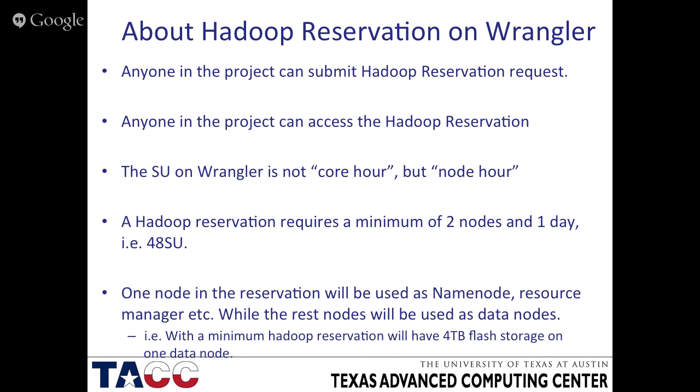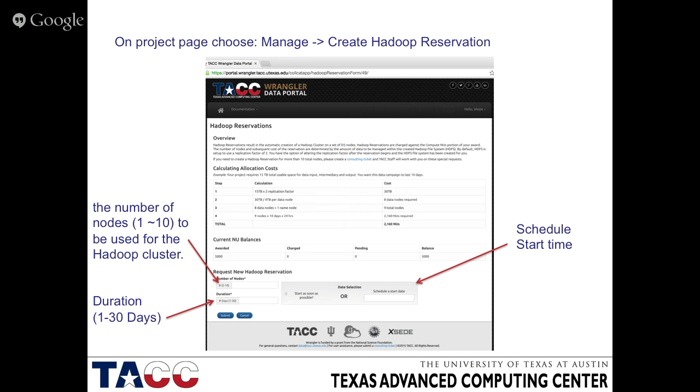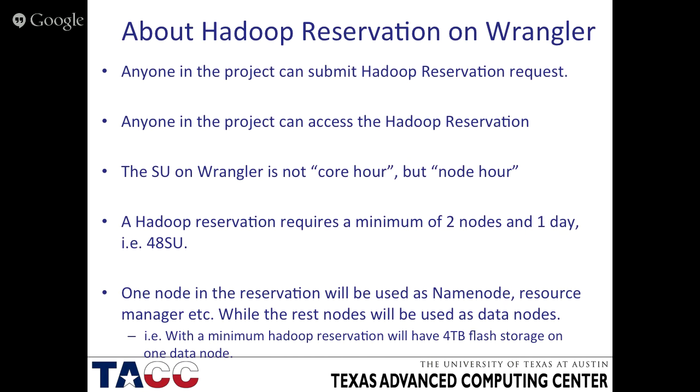Also keep in mind how much data you expect to process there. In the Hadoop reservation page, these are the parameters you have to input. You may not see clearly through the slides, but in the page we have some guidelines to help you estimate. Say if you have a certain amount of data, then there may be a certain minimum number of nodes for the Hadoop cluster you need. So just keep that in mind and be sure you request a Hadoop reservation that has enough storage for your analysis needs.